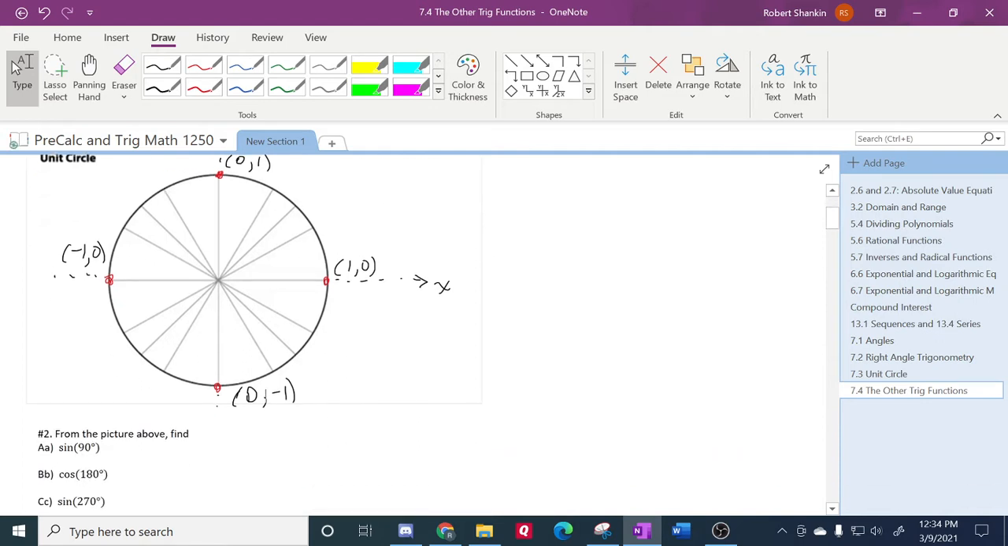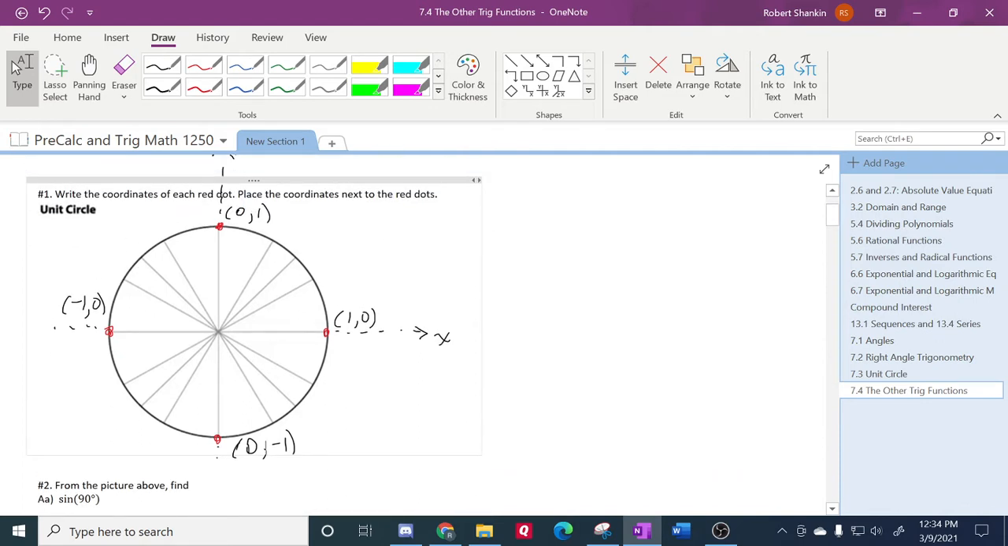And then, from the picture above, find the sine of 90 degrees. Okay, 10 more seconds. All right, sine of 90 degrees. Let me just review something real quick.